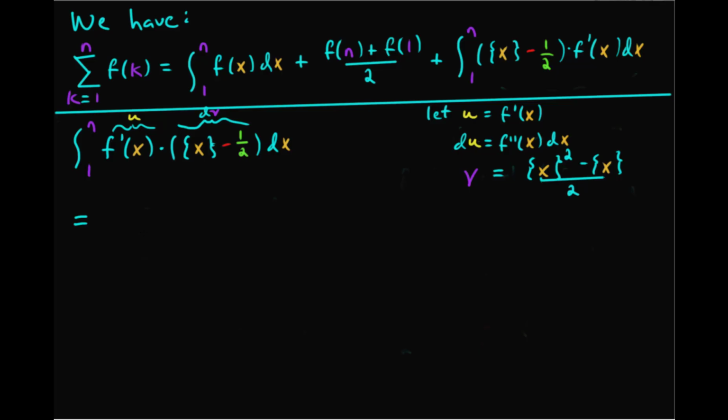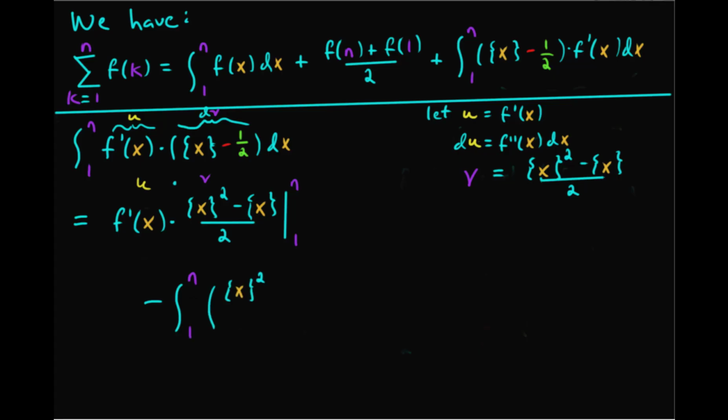And recall, integration by parts is the formula that says the integral of the expression u dv equals u times v minus the integral of v du. So for u times v, we have f prime of x, that's u, times the expression fractional part of x squared minus the fractional part of x all over 2, that's v, evaluated at the endpoints from 1 to n, minus, and now here's the integral of v du, the integral from 1 to n of v, that's fractional part of x squared minus fractional part of x all over 2, times du, which is f double prime of x dx.